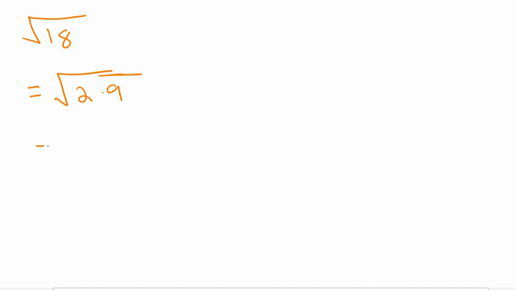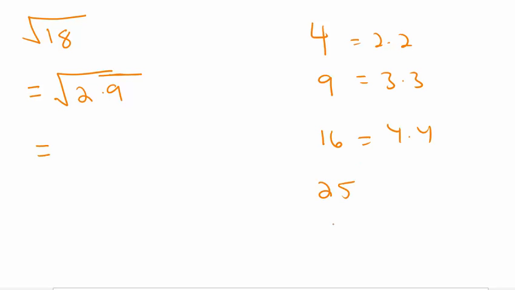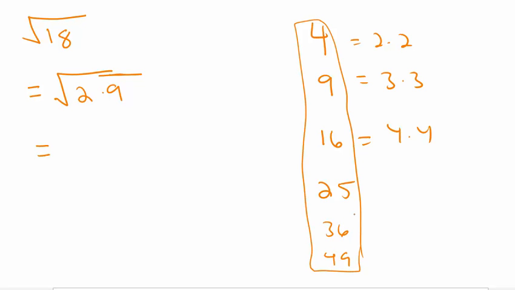All right? And then we look and we know that 9 is a perfect square. Does everyone know what a perfect square is? 4 is a perfect square because 2 times 2 equals 4. 3 times 3 equals 9, so 9 is a perfect square. 4 times 4 is 16, so that's a perfect square. 25 is a perfect square. 6 times 6 equals 36. 7 times 7 is 49. All these numbers are perfect squares.